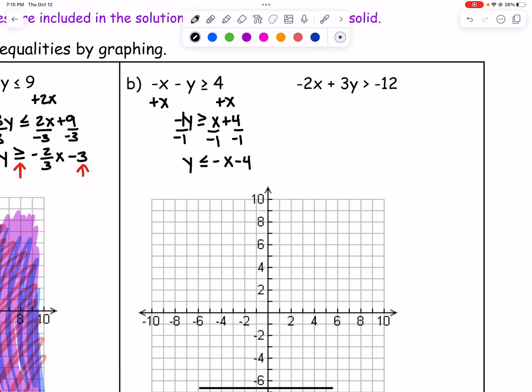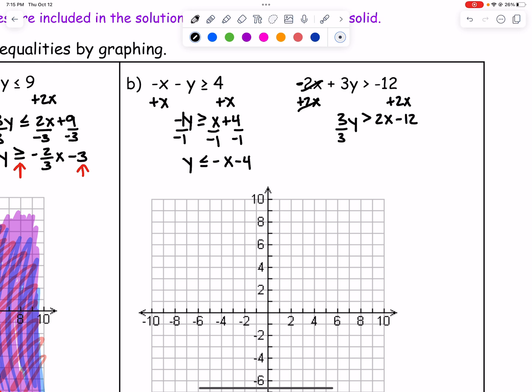Now let's look over here at the other one on the right. So we have -2x plus 3y is greater than -12. So let's add 2x to get rid of the -2x because the inverse of subtracting is to add. And we can bring down 3y is greater than 2x minus 12.